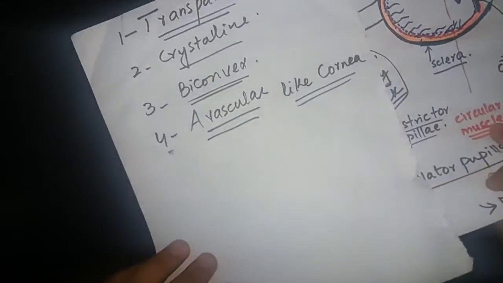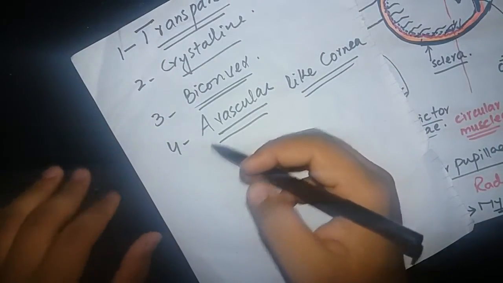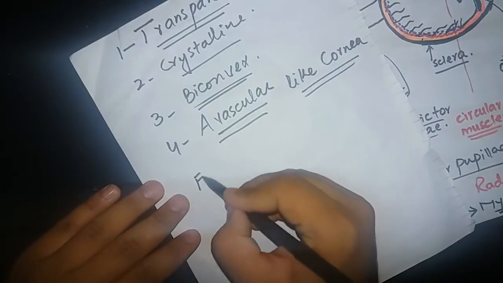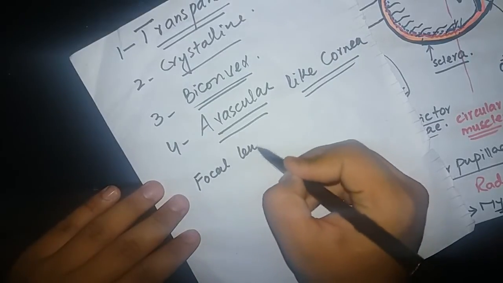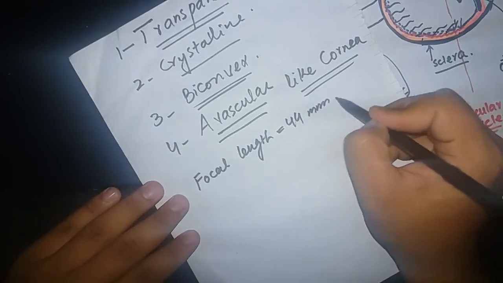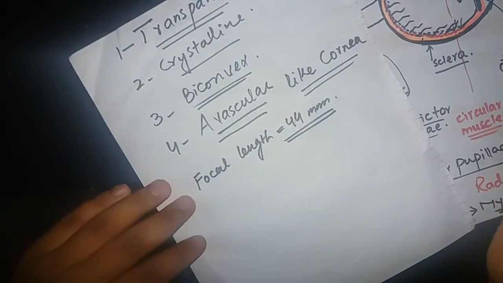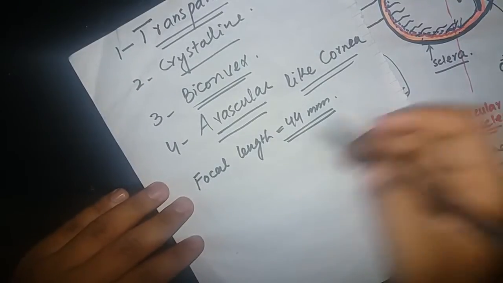Now furthermore, the focal length of a lens is 44 millimeter, and the refractive power of the lens is 23.